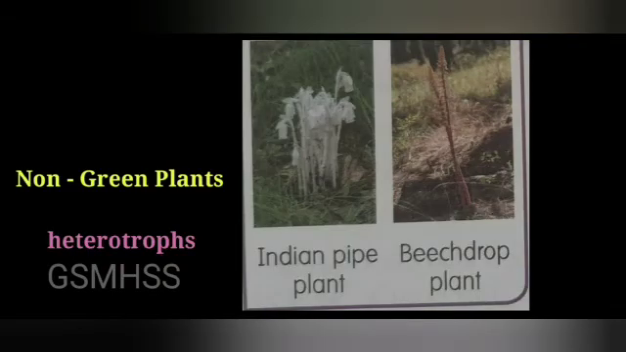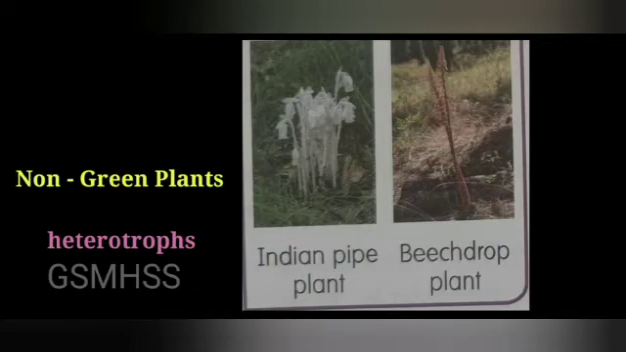Second one, we are going to see about non-green plants. The name itself you can understand. That is, the color of the plant is not green. These types of plants do not have chlorophyll. Thus, they cannot prepare their own food.